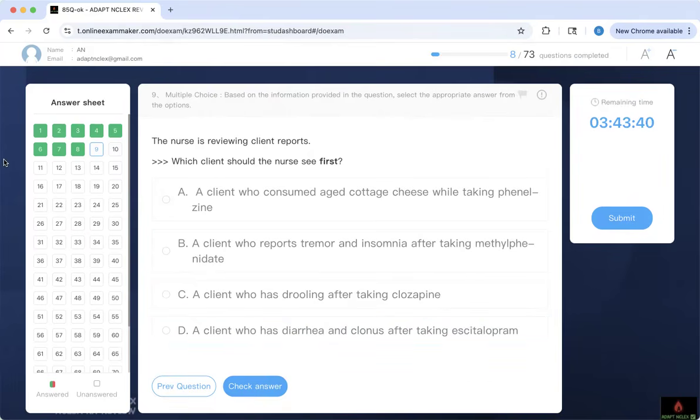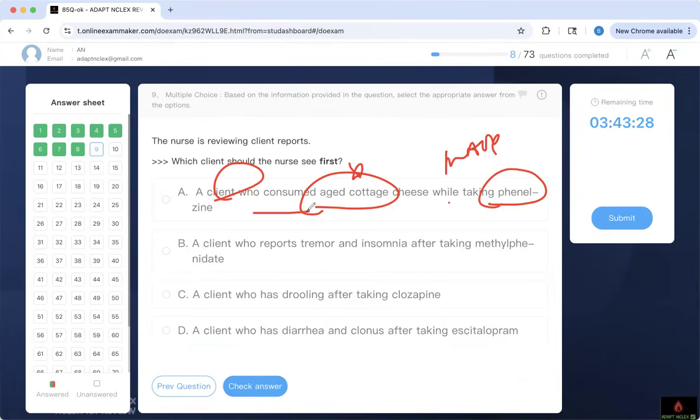Let me break this one down. Prioritization. Client, he consumed aged cheese. He's taking phenelzine. What is phenelzine? It's an MAOI. You should not eat aged cheese, but he has no symptoms. He consumed it. Well, we should see him, but right now, I don't see anything wrong with it. Let's see the other ones.